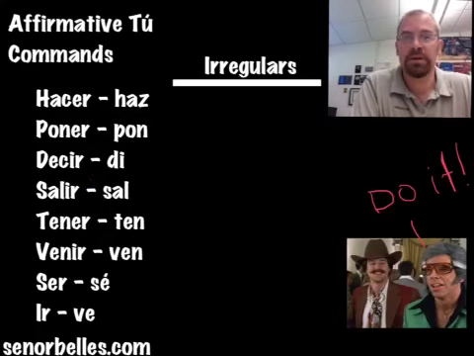Tener is to have, so that's ten. Maybe like, have your homework for tomorrow or something like that. Venir is to come, so maybe come to class: ven a la clase. Ser is to be, so if I want to tell someone to be nice, for example, sé simpático. And then ir goes to ve, so maybe go to the school: ve a la escuela. Trying not to confuse you here, ve, like that, is the same as the affirmative tú command for the verb ver as well. Obviously, we'd know which one we're talking about based on the context of the conversation. So those are most of the irregular affirmative tú commands in Spanish.